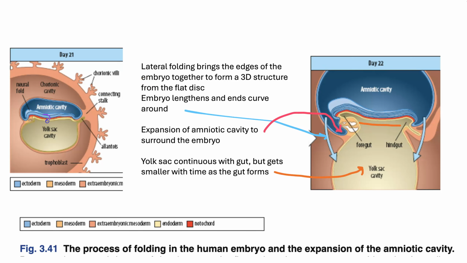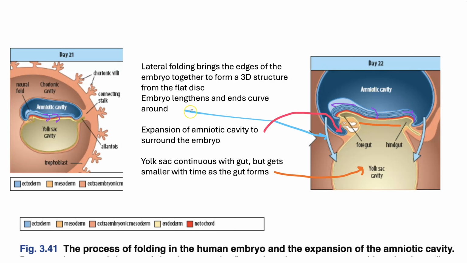So the cells move around to the side to form more of a rounded structure, which you can probably see a little bit here. And they also extend in both directions, anterior and posterior, and the embryo sort of curls around to form that. When you see embryos, they're always curled around with the head forward and down and the tail forward and down. The amniotic cavity also grows larger and extends around.